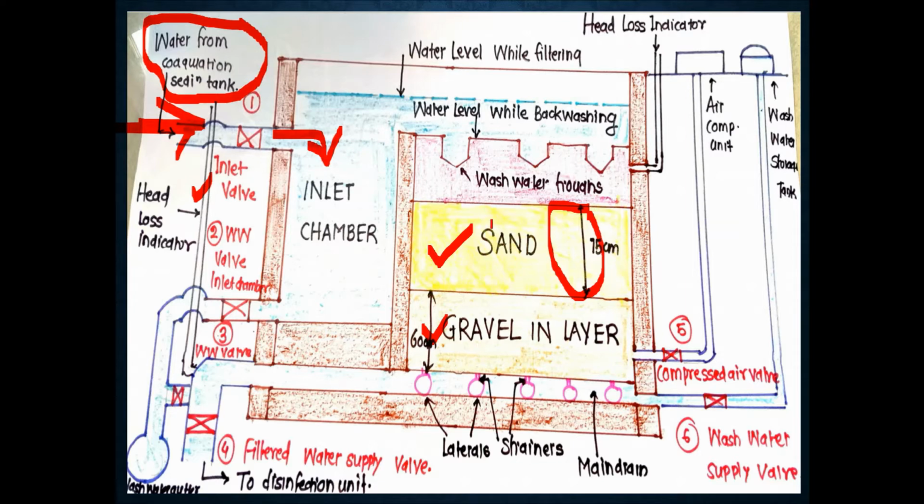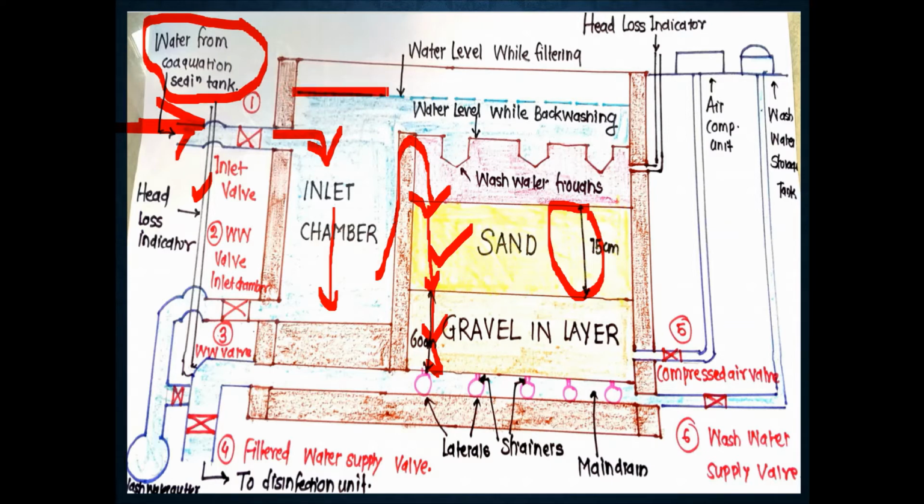Then, particularly talking about the filter media, next is water will enter in this inlet chamber, and through this inlet chamber water will pass through this sand media, then it will pass through the corresponding gravel, and then it will pass through the corresponding under drainage system. Then we will discuss certain additional things that are present here.